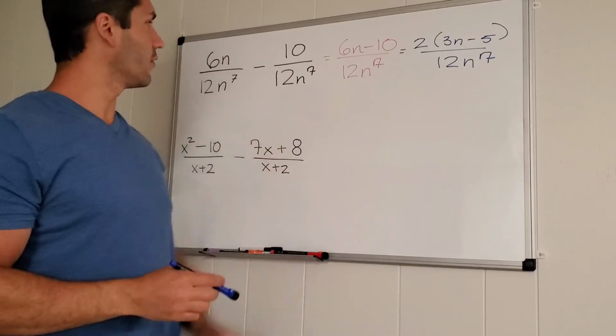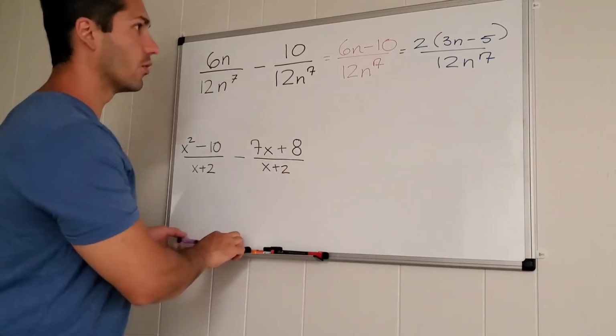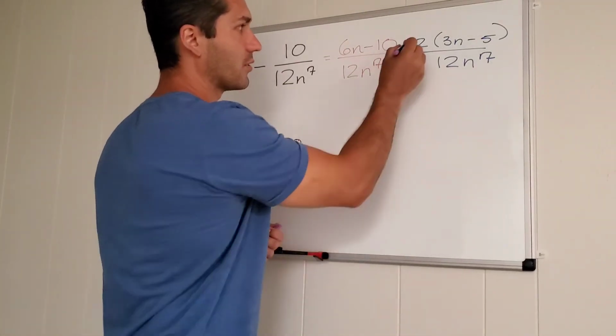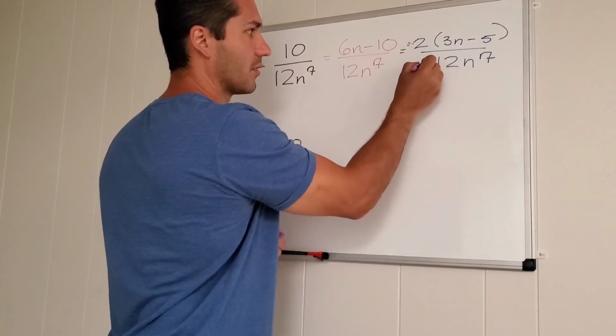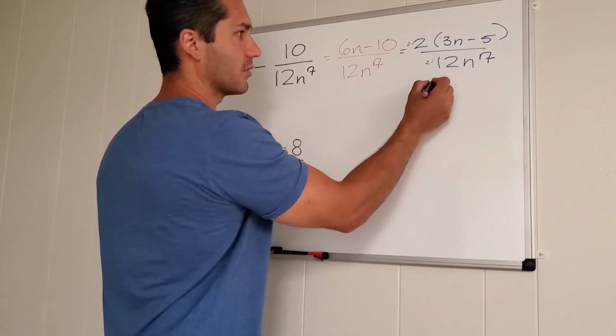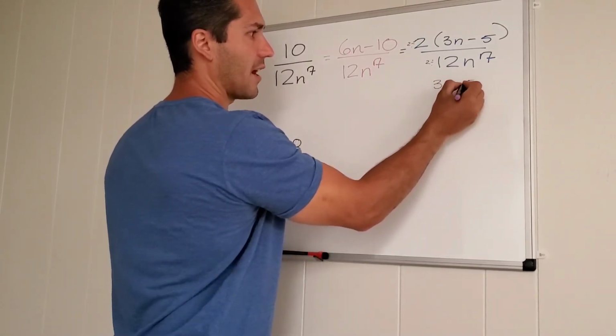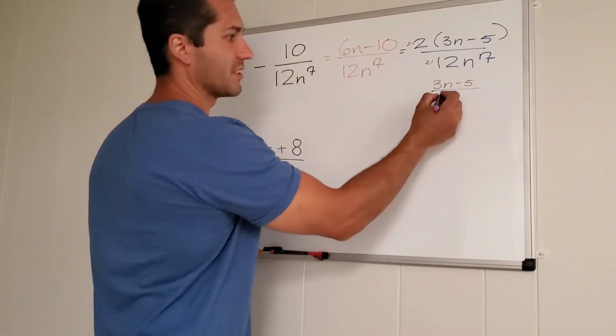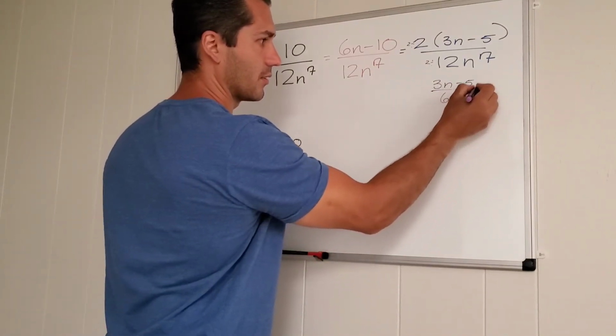The 2 and 12 you can simplify. So you reduce 2 by 12, you reduce them by 2. That's kind of what reducing is. And your final answer, 3n minus 5 over 6n to the 7th.